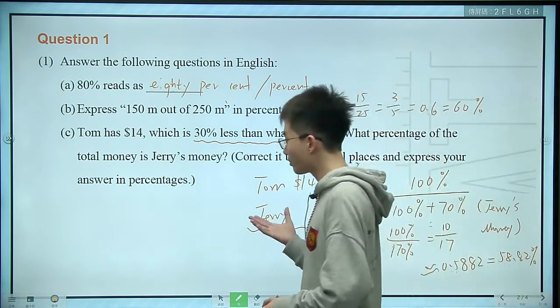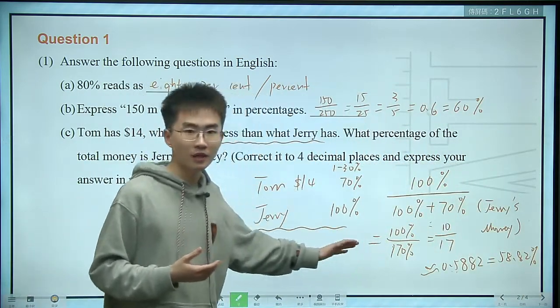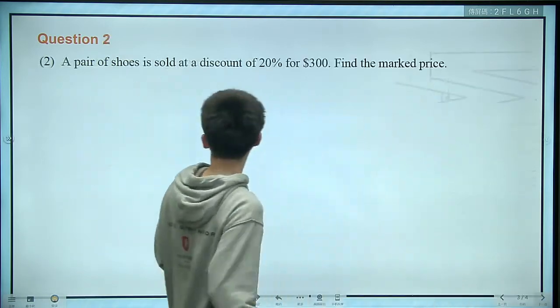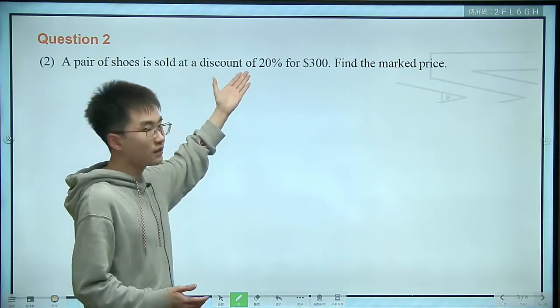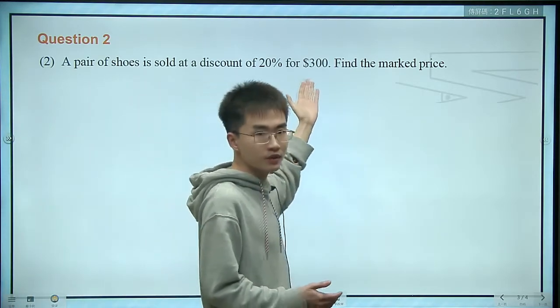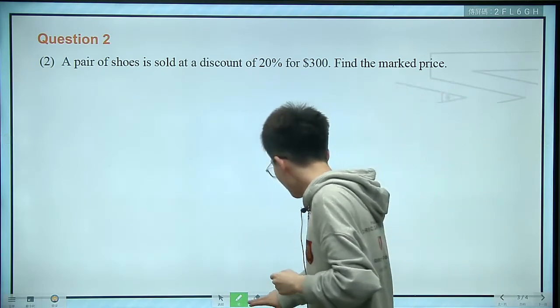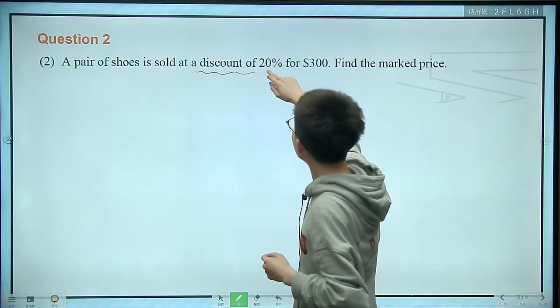Okay, I'm sure that most of you will get the idea behind this question. So let's move on to question 2. A pair of shoes is sold at a discount of 20% for $300. Find the marked price.